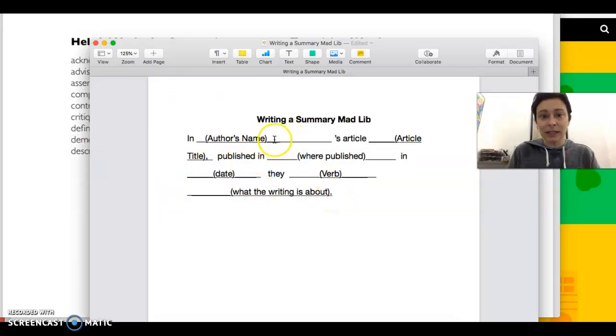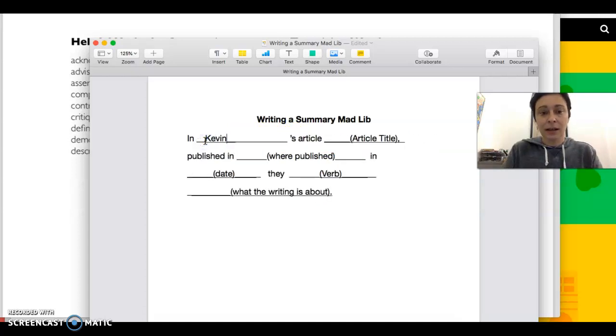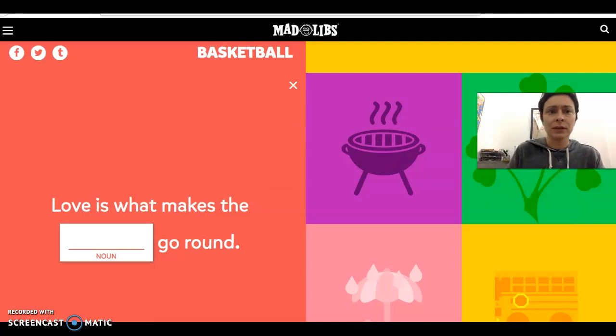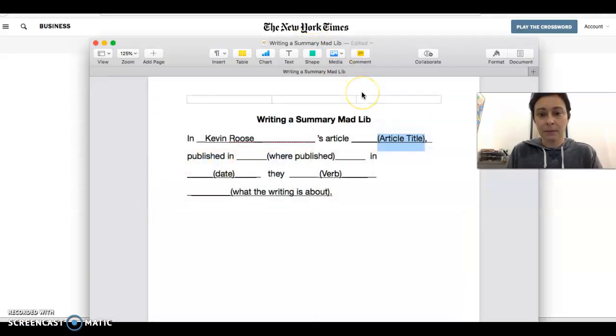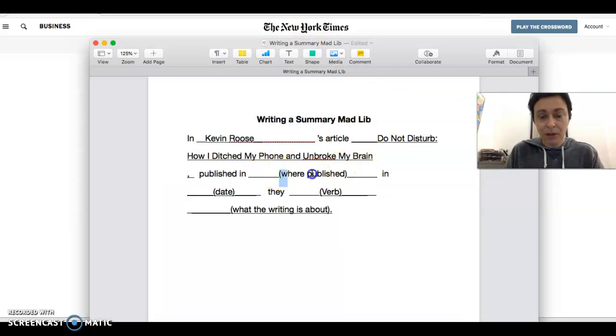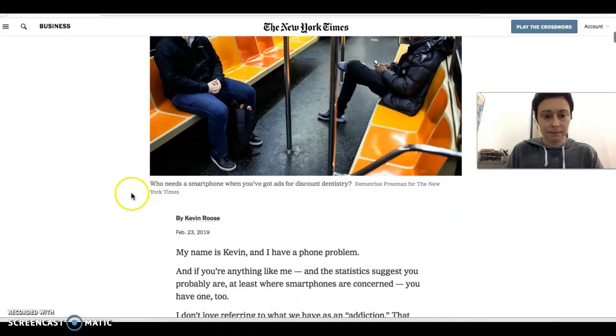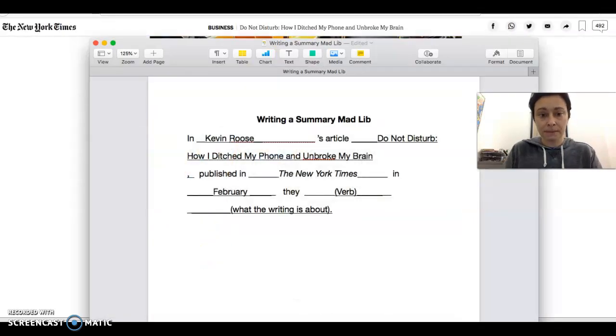So these things are really easy, right? So for the article we just read, Kevin Roose's article, and then you'd put in the article title. And of course you can have the article open while you're doing this. I don't expect you to memorize things. So the article title is, Do Not Disturb: How I Ditched My Phone and Unbroke My Brain. Paste that in. Published in, and this was published in the New York Times. The names of magazines and journals are always italicized. And I believe it's February, what is the exact date? There it is, February 23rd, 2019.